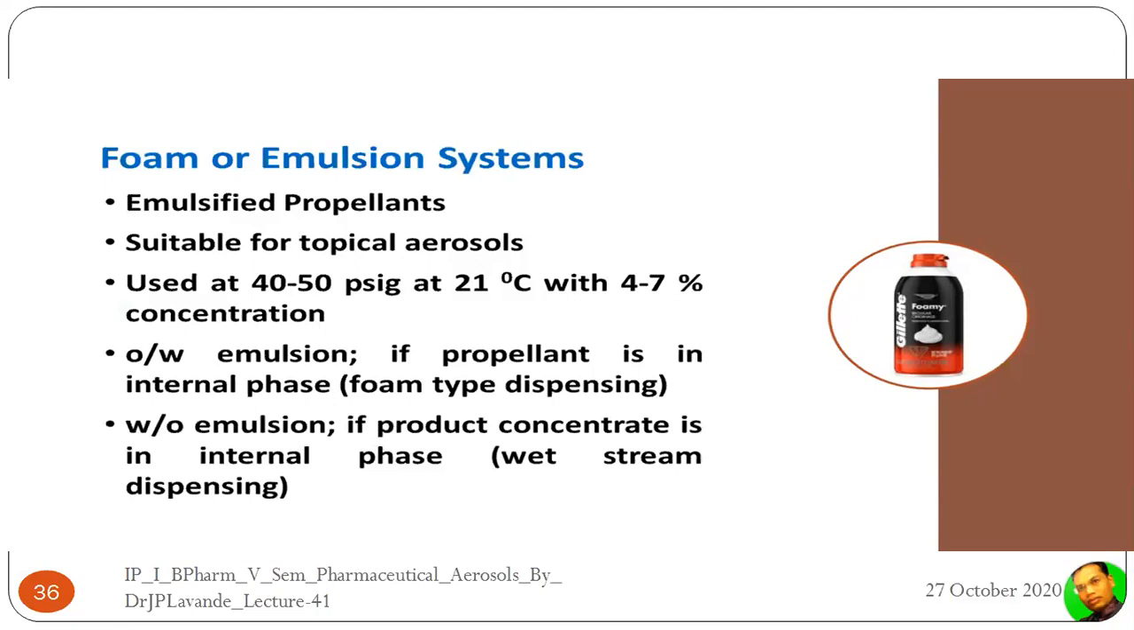of system. Now, if the emulsion type is OW, oil in water type, and the propellant is in the internal phase, the foam type of dispensing is going to be obtained. And if the emulsion type is water in oil, WO type, and the product concentrate is in the internal phase, then the wet stream is going to be dispensed. So based on the particular type of emulsion, we can obtain the type of dispensing. If it is OW, we will obtain foam type dispensing. If it is WO type, we are going to obtain the wet stream type of dispensing.